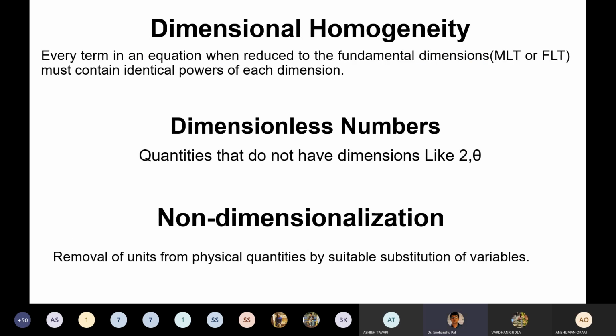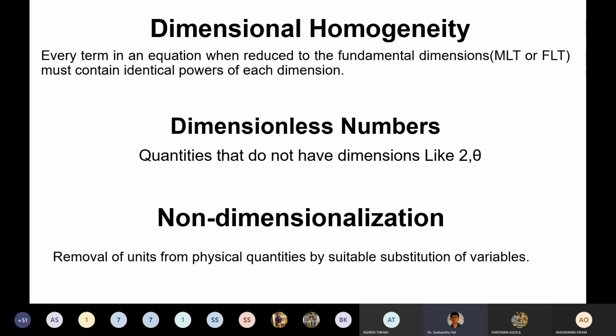So in order to understand overall dimensional analysis, these are three things you also have to understand. I already discussed dimensional homogeneity. What is that? Every term in an equation, when reduced to fundamental dimensions, MLT, FLT, must contain identical powers of each dimension. Whether the terms of the equation are added or combined by some other operation, all the terms should have identical power of each dimension. Only then can you reach dimensional homogeneity.